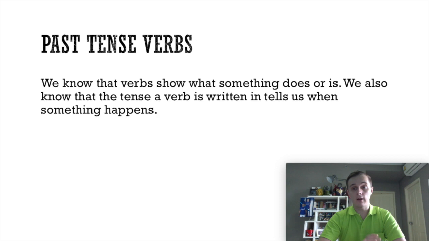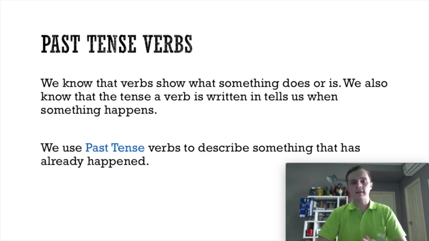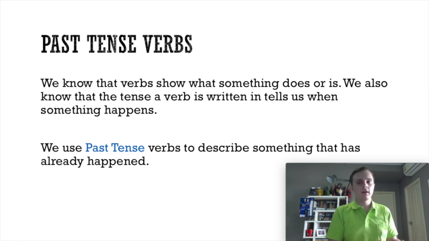So we already know that verbs show what something does or what something is. And we learned last week that the tense that the verb is written in tells us when that happens. Last week we talked about present tense verbs, which tell us about something that is happening now. We use past tense verbs to describe something that has already happened. So before now, we use a past tense verb to say something that has happened before this moment.